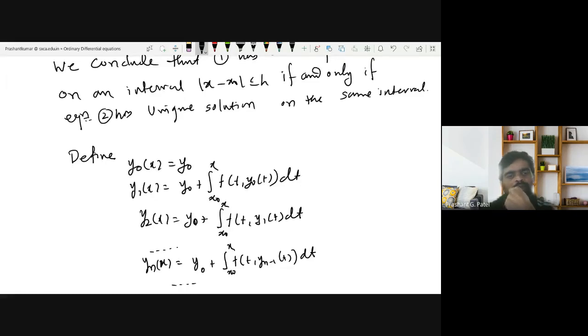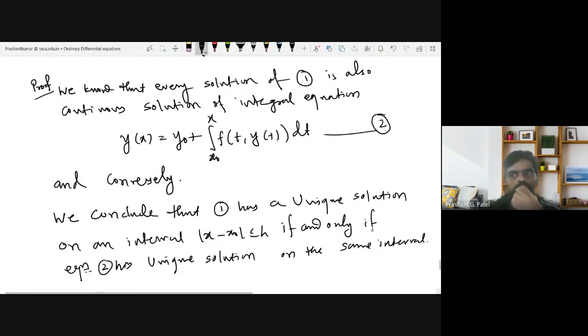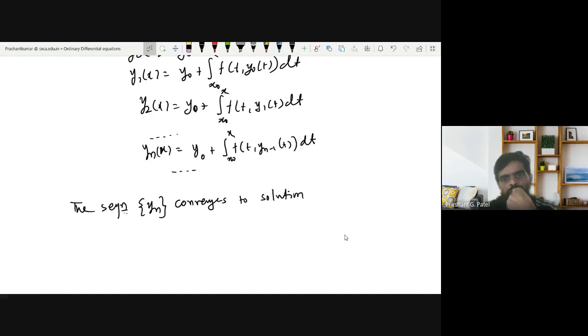And we have discussed in the Picard's approximation theorem that this sequence of yn is the solution of equation 2. So the sequence of yn converges to a solution of equation 2. What is this yn?